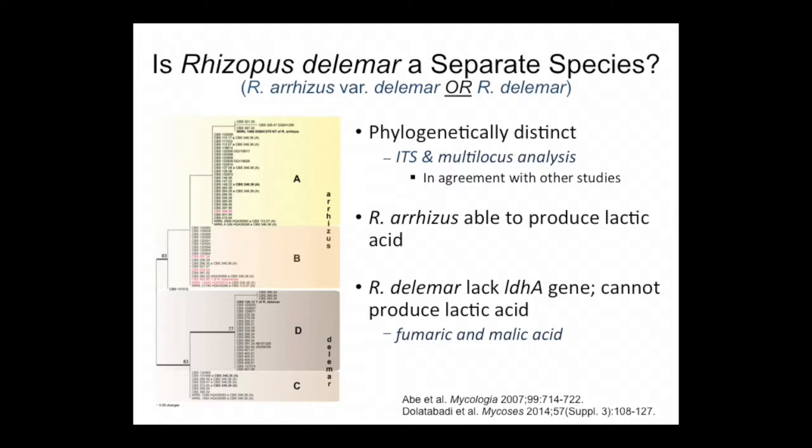There are phenotypic differences. Rhizopus oryzus is able to produce lactic acid, whereas Rhizopus delamar is not because it lacks the LDHA gene. But in an article coming out of the CBS in the Netherlands, they actually made the argument that no, these are not separate species, but in fact, they're just varieties of Rhizopus oryzus. Now, some of you in the audience might be thinking, well, what does this have to do with the patients that I treat? Does this make any difference clinically?